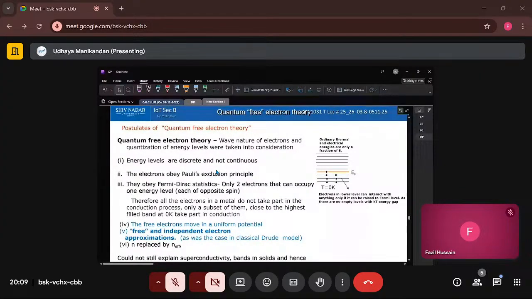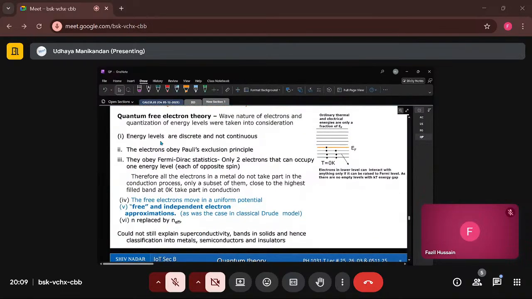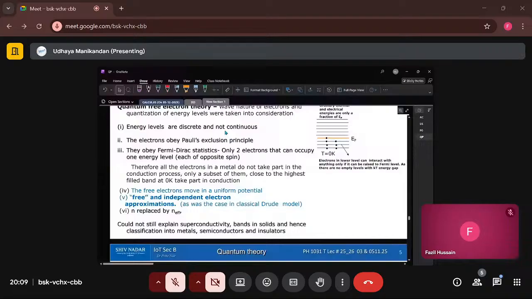That was classical, by the way. Now quantum electron theory says electron levels are discrete. They are not continuous. They obey Pauli's exclusion principle and Fermi-Dirac statistics. Only two electrons can occupy one energy level, with two opposite spins.